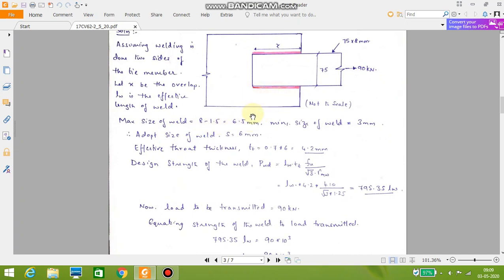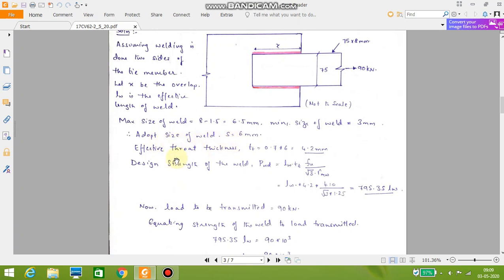It is not a rounded edge, so therefore 8 minus 1.5. If it is a rounded edge, then it will be 3/4 of the thickness of the smallest thickness of the plate or the member to be connected. It is equal to 6.5 mm. Therefore, also minimum size of the weld for 8 mm thickness equal to 3 mm. Let us adopt the size of the weld equal to 6 mm now.